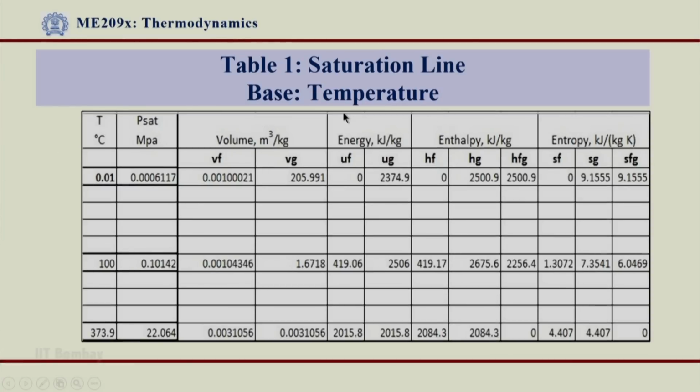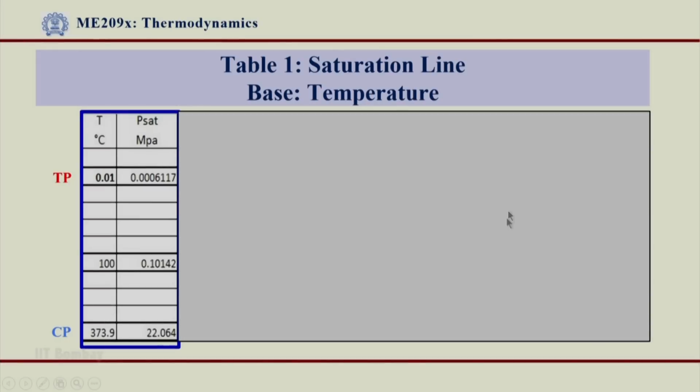I have just taken a snippet of this table 1 from the steam table, and you can see that I have just shown 3 temperatures here. I am not going through all those 4 or 5 pages, but I have just taken some temperatures for example here. Obviously, this table starts again from TP to CP. So, triple point, which is at 0.01 degree centigrade, and critical point, which is at 373.9 degree centigrade. Just look at these first 2 columns. Do not look at these properties which were shown over there, but just concentrate on these first 2 columns, and the first column you see is temperature.